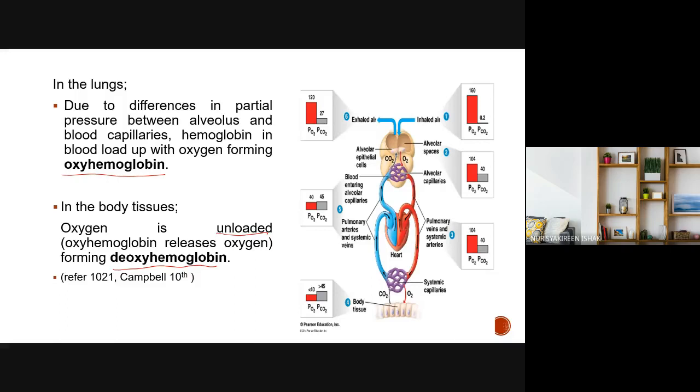Rewind. Bukan, carbon dioxide bila dia bind kepada hemoglobin, kita panggil dia sebagai carbaminohemoglobin. Bukan deoxyhemoglobin ya. Deoxyhemoglobin is when oxygen is released from the hemoglobin. When carbon dioxide binds to the hemoglobin, we call it carbaminohemoglobin. Okay.